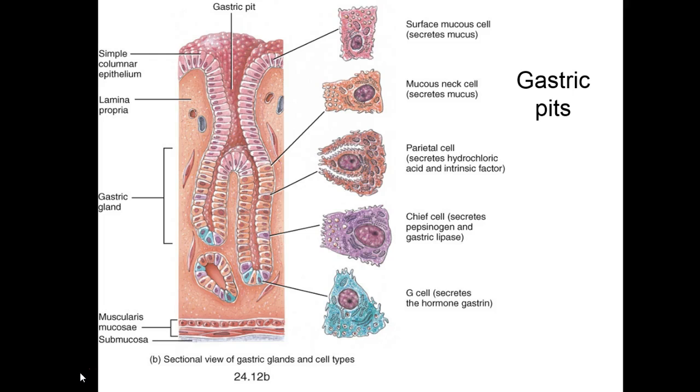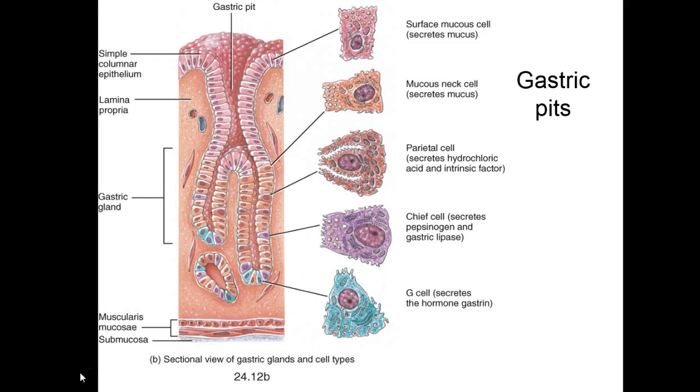hydrochloric acid in its own way. It doesn't secrete it as hydrochloric acid, but it secretes something that becomes hydrochloric acid. And also intrinsic factor. And intrinsic factor is important for B12 absorption. B12s, remember, are important for making red blood cells, for hematopoiesis. Or I guess maybe it's not remember, you're learning that stuff.